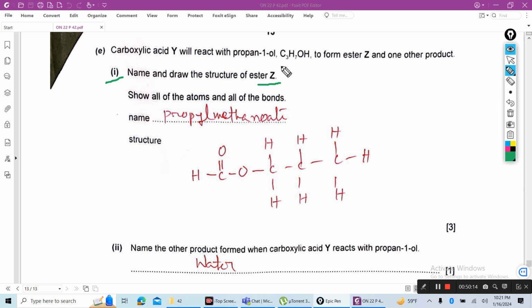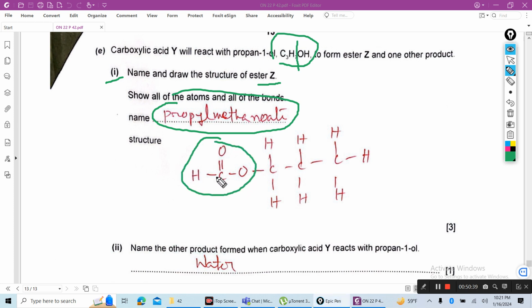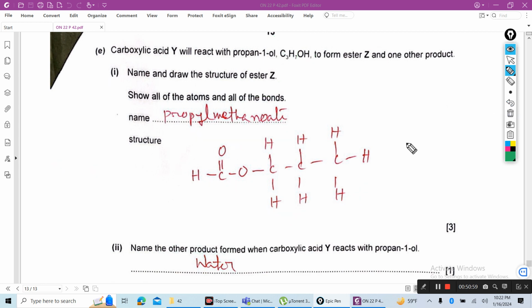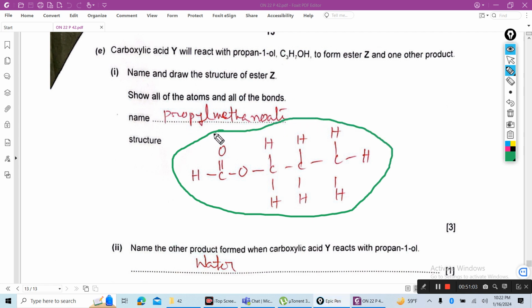As it is propanol, the alcohol part will be propyl. Carboxylic acid is methanoic acid, so the acid part will be methanoate. The product ester will be propyl methanoate. This is the acid part, methanoate, 1 carbon, HCOO. With the 3 carbon alkyl group, it is propyl methanoate. So this is the structure or displayed formula of propyl methanoate, and this name is propyl methanoate.